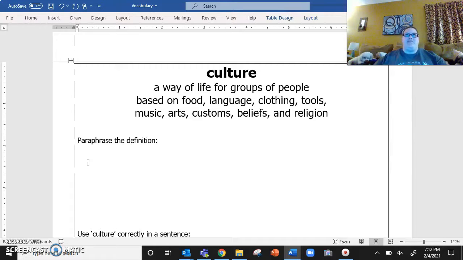So another way to say it's a way of life is, I don't know, things that people do, right? Because different dances are part of culture. Cooking certain foods is part of culture. Speaking languages is part of culture. All of these are things that people do. So we'll say things that people do to what?